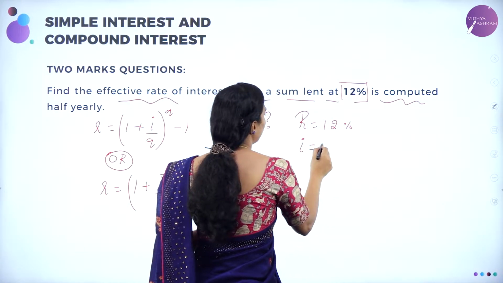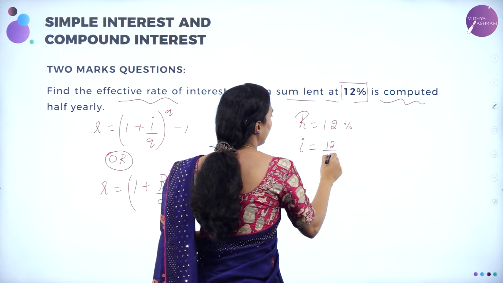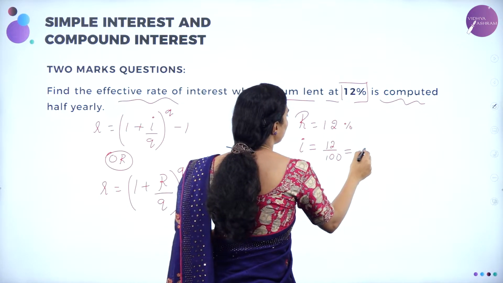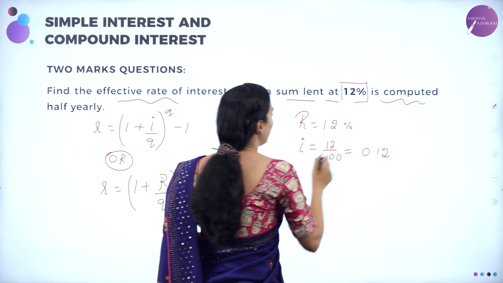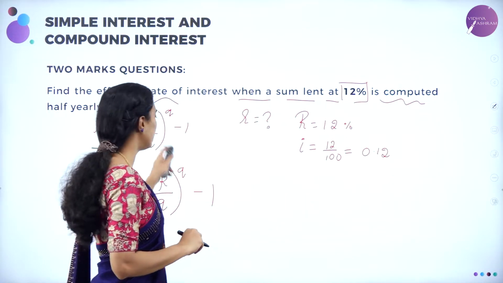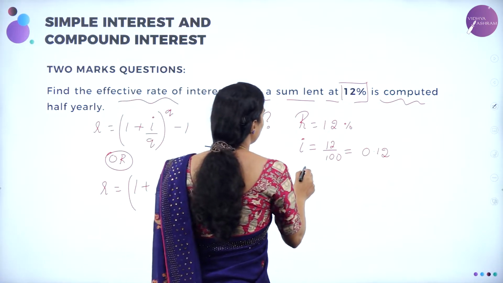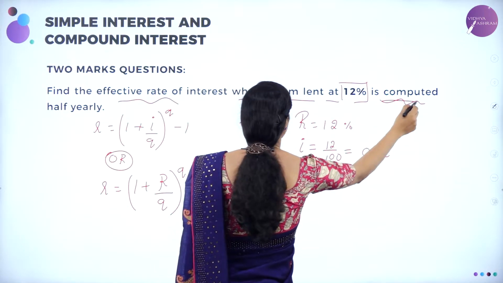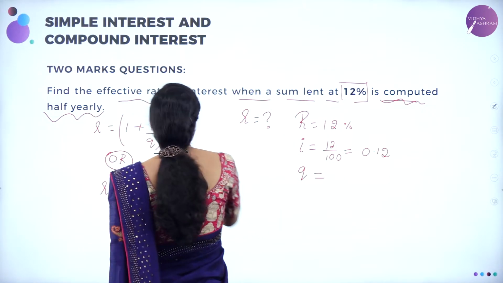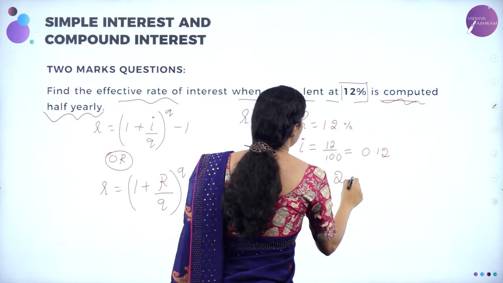If I want to convert it into i, 12 divided by 100 is equal to 0.12. I can substitute that in the formula. And then Q, they have given that interest is computed half yearly. Half yearly means how many times? 2 times, correct?